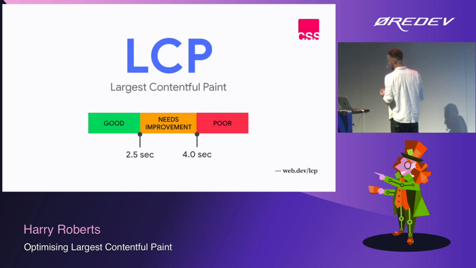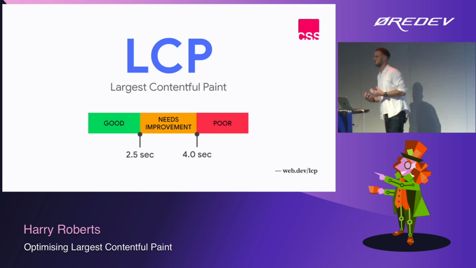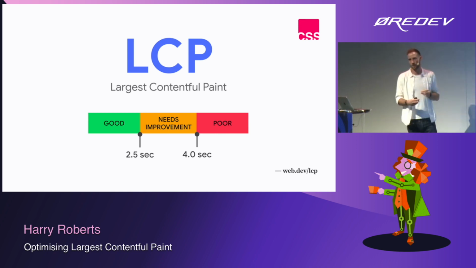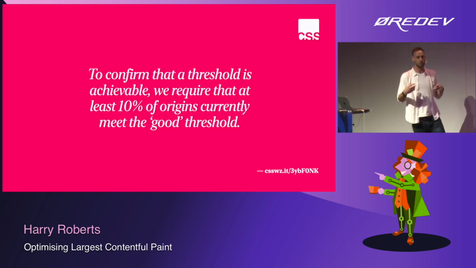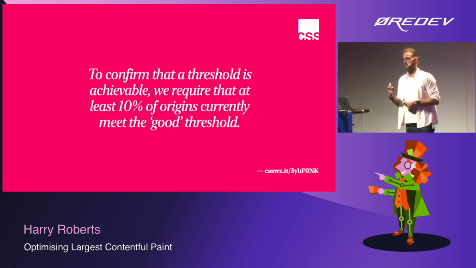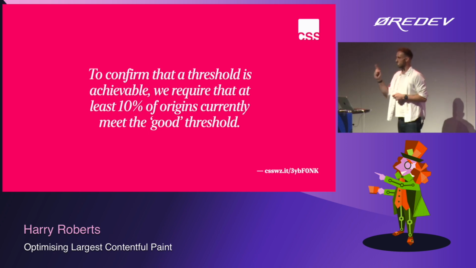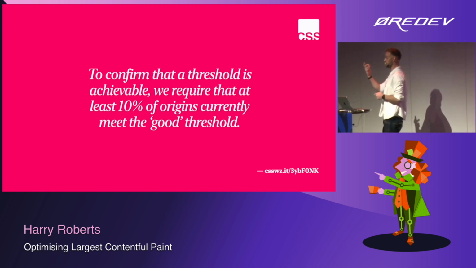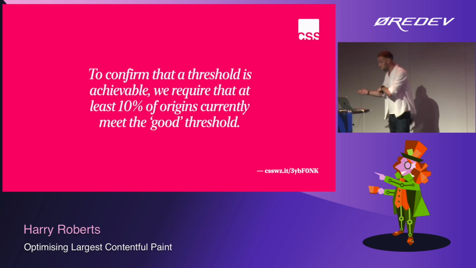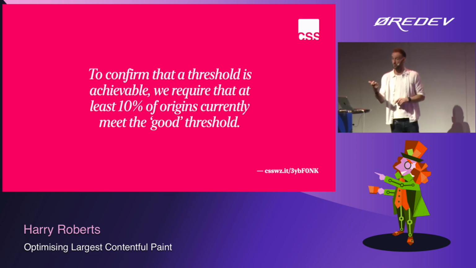That's quite ambitious. When Google defined these thresholds, they didn't just pull the number out of thin air. The number is actually based on quite a lot of research, but it's also based on this, which I find quite interesting: to confirm that a threshold is achievable, we require that at least 10% of origins currently meet that standard. What that basically means is 10% of websites currently manage 2.5 seconds. We think you can as well. That makes it fairly ambitious. At the time they defined the metric, only 10% of websites were achieving it.